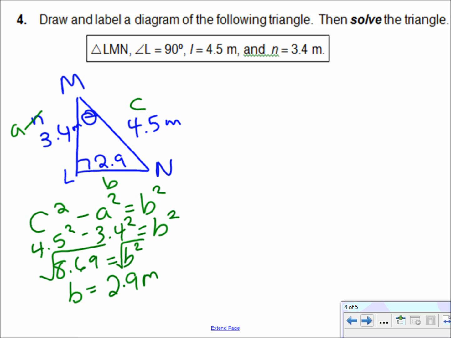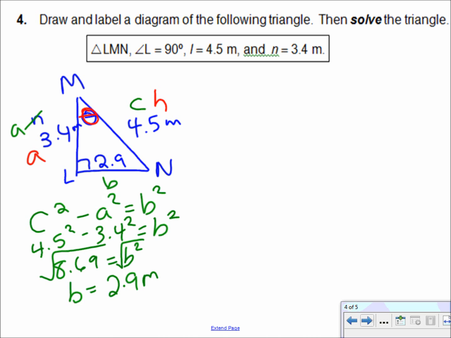Based on that angle, I'm not going to use the side length I just found because I could have made a mistake, right? I could have done a silly math error. So I'm going to use the two side lengths that were given in the question. Based on this angle, I'm going to use hypotenuse and adjacent. Is everyone okay with that? Those are the two side lengths they give me.